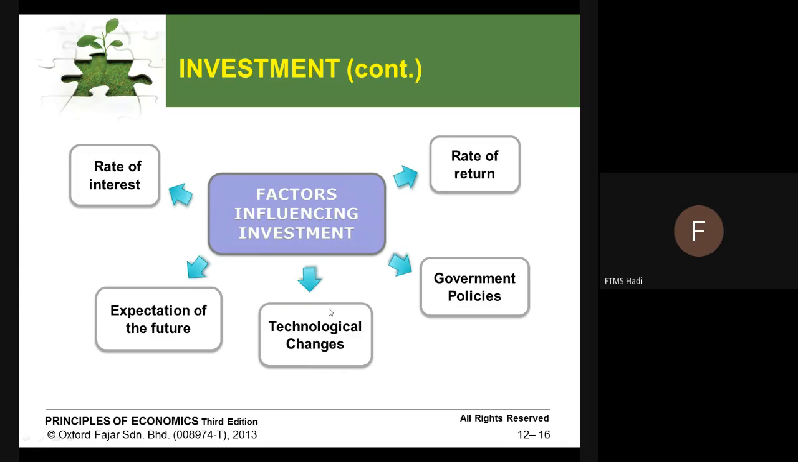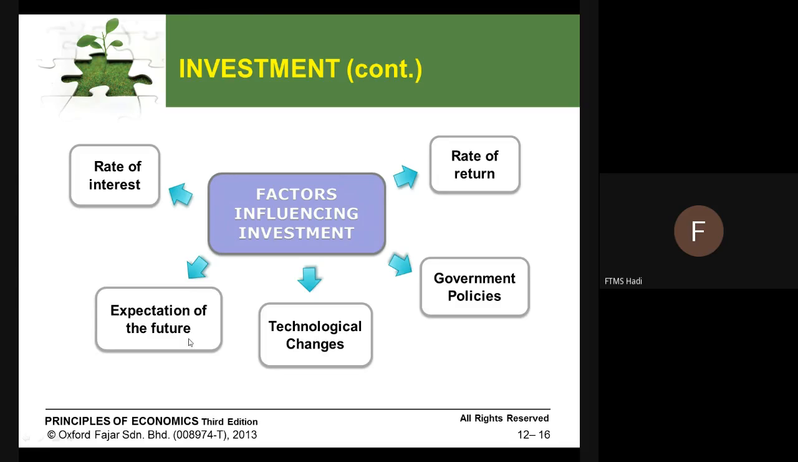Technological changes. There is a difference between more technological countries like Japan compared to Indonesia, for example. The Japanese have quite rapid changes, which is why they make quite massive investment compared to Indonesia. Indonesia probably doesn't have much technological change, so their investment in technology is not much.